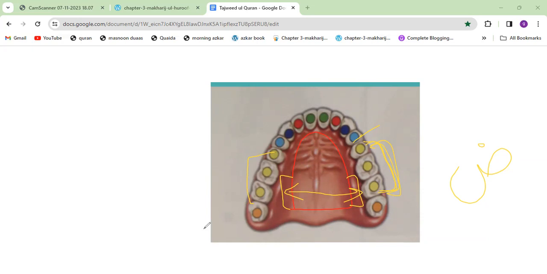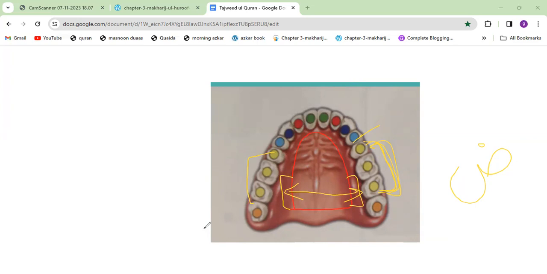You try to touch the molars with the back of your tongue and then pronounce the letter dod. When you do so, the dod becomes heavier. Say it, dod. Spread the tongue to both sides. Dod. So these were the letters that we discussed in our previous class, but we didn't discuss them with our teeth.